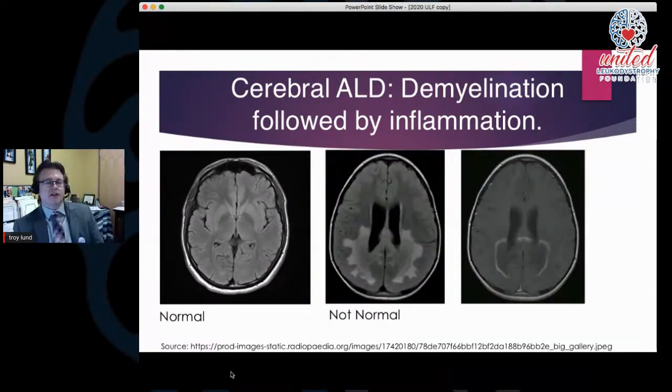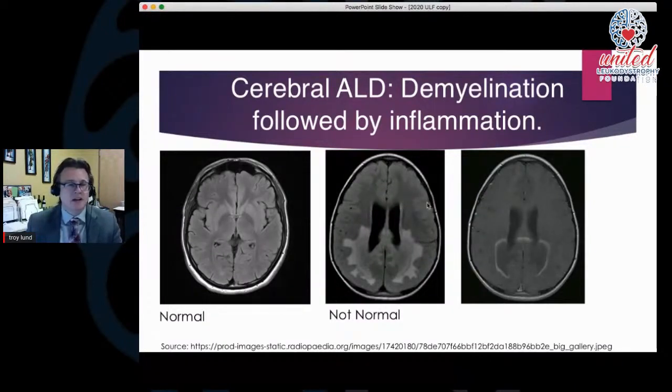And then we have the not normal MRI, a 7-year-old child with demyelination in the rear of his head, as you can see by the white signal. Clearly that doesn't belong there and looks different than all the normal white and gray matter in the front of his brain.